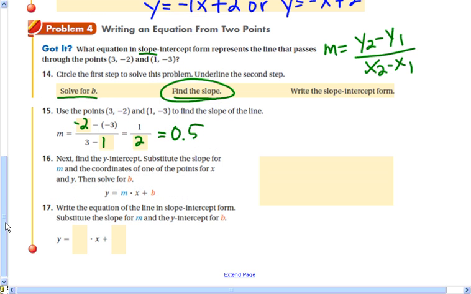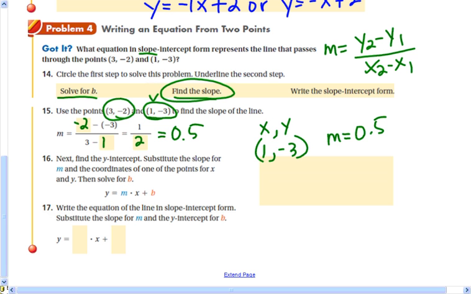Now what we want to do is substitute the values that we have in there. We have values for x and y right here or right here. I'm going to use this value. So I'm going to use the point 1, -3. Remember that the 1 represents an x value and the -3 represents a y value. And we know that m is equal to 0.5. We got that. So I'm going to substitute into this formula all I know.